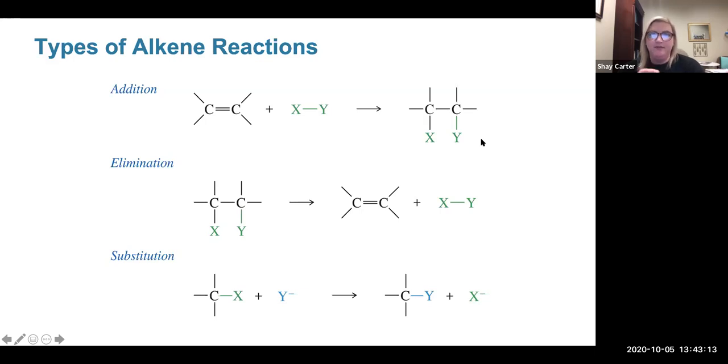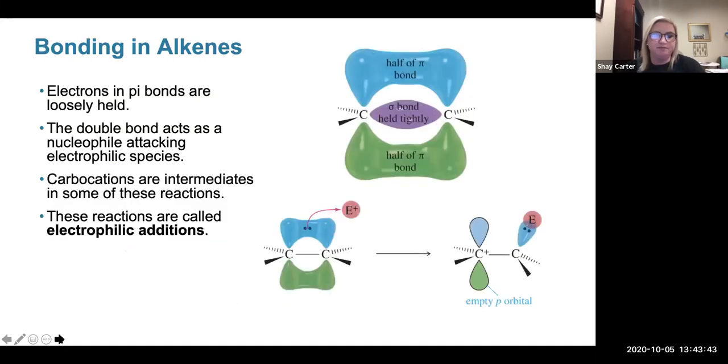and we end up with all sigma bonds, okay? Now remember that alkenes are typically made through elimination reactions. Those elimination reactions usually follow Zaitsev's rule. Don't forget, we have E1 and E2 elimination reactions, and we talked a lot about those in the last chapter. So go back and review that if you need to, okay? And then alkenes, we can talk about substitution reactions, but we're not going to spend too much time on that, okay? We really want to focus in on addition reactions this chapter.